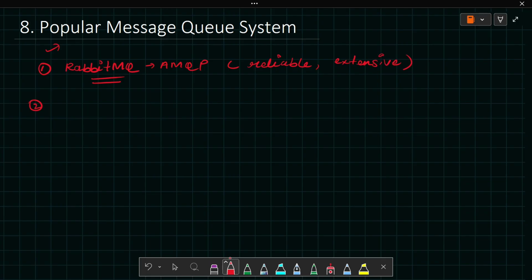The second message queue provider is Apache Kafka. Apache Kafka is a distributed streaming platform that excels at handling large volumes of data. It is often used for real-time data processing. Remember this: it is used for real-time data processing and also for event streaming.